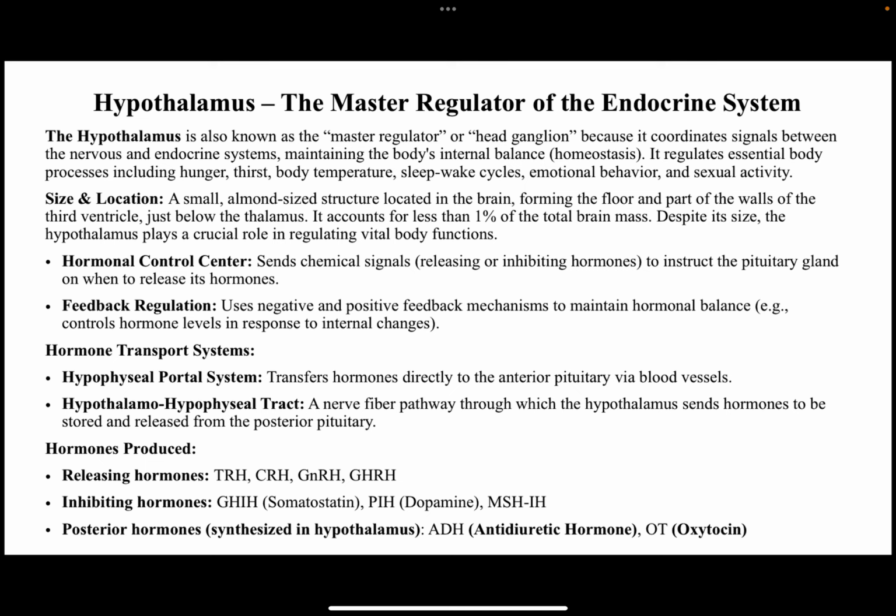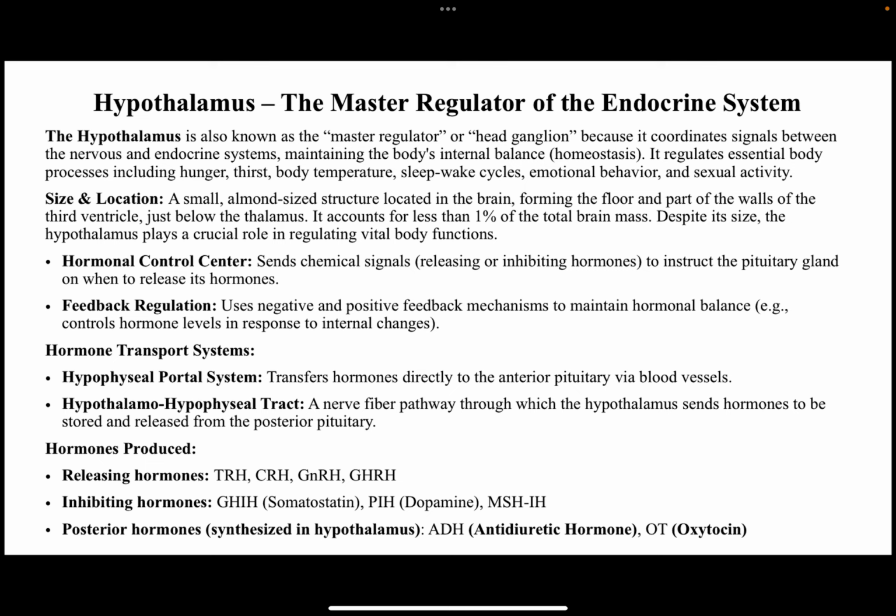That is the first condition. The second condition is that the pituitary gland is in two parts: the anterior pituitary gland and the posterior pituitary gland. The anterior pituitary gland connects to the hypothalamus using blood vessels, and the transport system between the hypothalamus and the anterior pituitary, we call it the hypophyseal portal system or adenohypophyseal system. Then the hypothalamus also connects to the posterior pituitary using a nerve fiber. It uses a nerve fiber pathway.